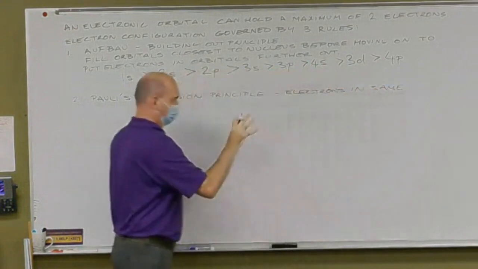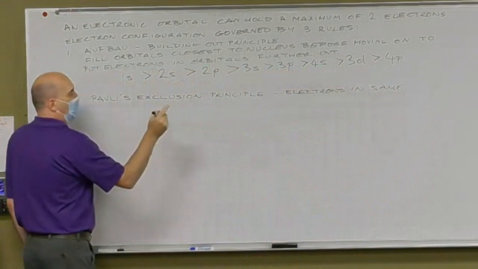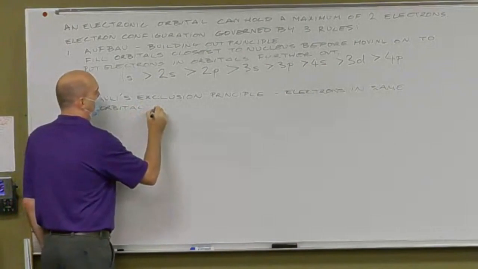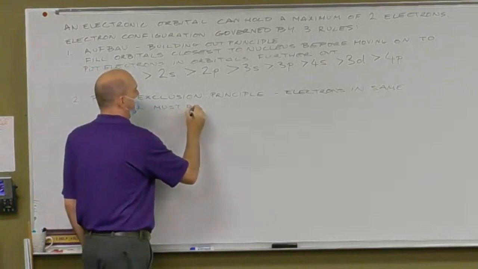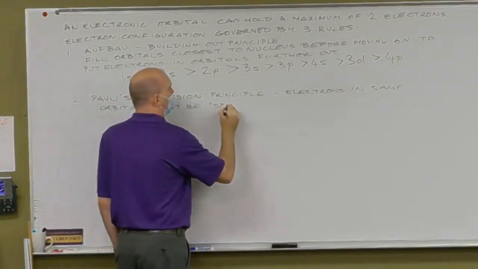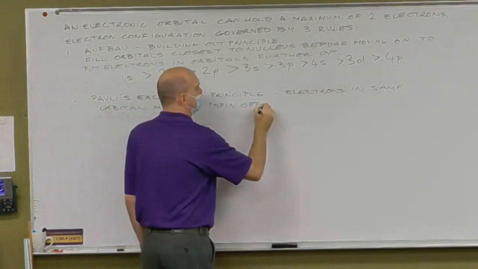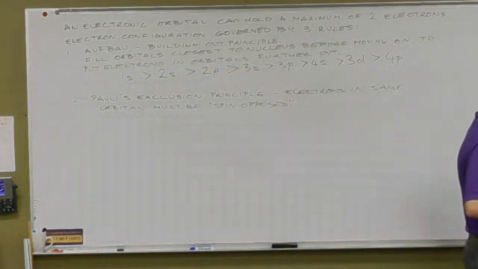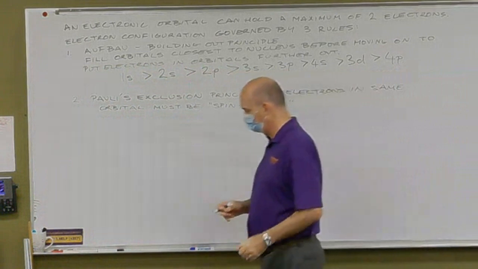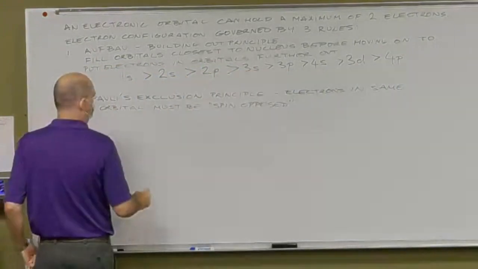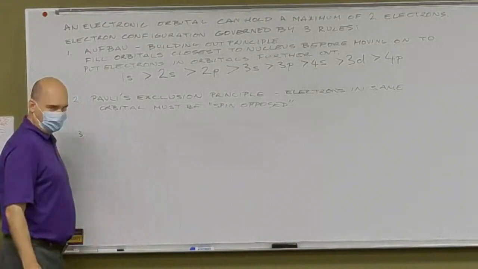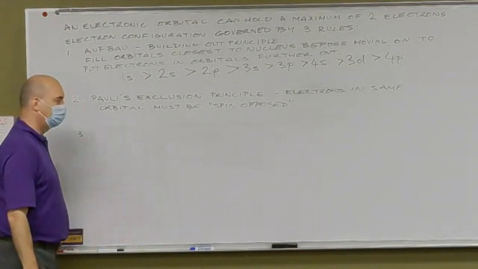So I'm going to just give you this at the small level. The electrons in the same orbital must be spin opposed. One spin up, one spin down. We call them up and down. We call one of the electrons spin up, and we call the other one spin down.